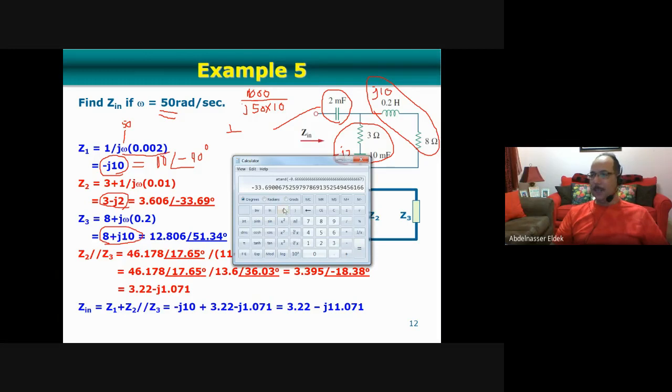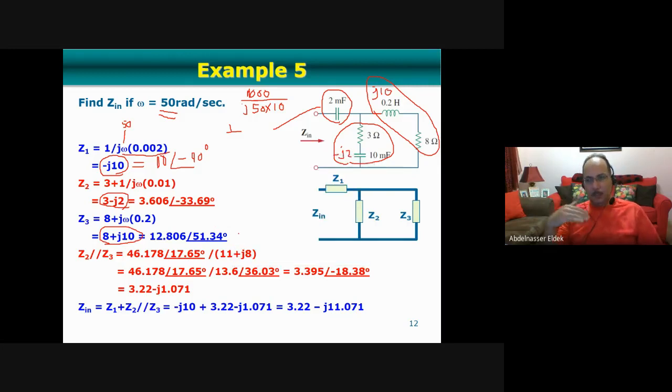For Z3, it is 8. So 8 square plus 10 square, which is 100. Okay. And this to the power of 0.5. This will give you the amplitude, which is 12.8. And then the phase is 10 divided by 8, the imaginary divided by the real, and inverse tan, it is 51.34. So we have all the impedances now in amplitude and phases, and real and imaginary also.